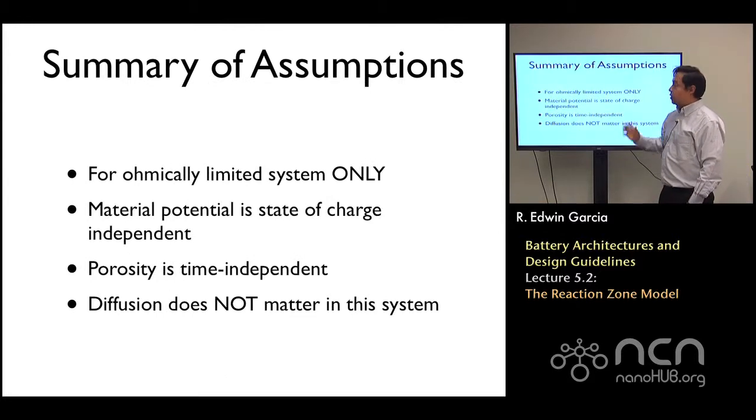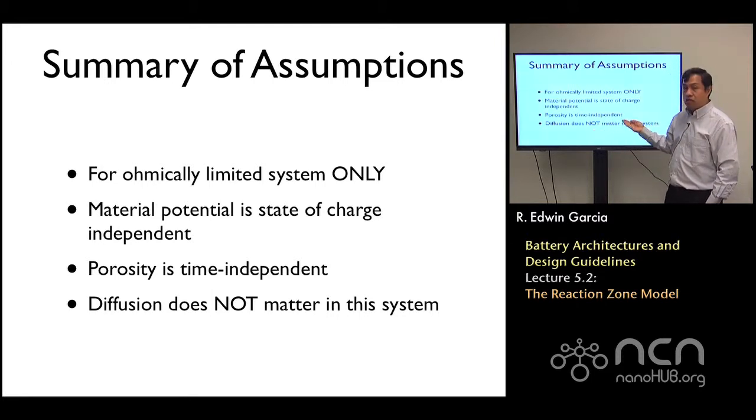And finally, and this is very important, this model should never be used for systems that are not ohmically limited. Basically, if you want to include diffusion limitations, this model will not apply. The material potential in this case is, as you can see, state of charge independent, which is something you would have to include. Okay, the porosity of the system is time independent. Basically, if the porosity keeps expanding or contracting as a result of the intercalation, you will not be able to use that. And finally, and again, I really want to emphasize this: the diffusion is not relevant in this system.